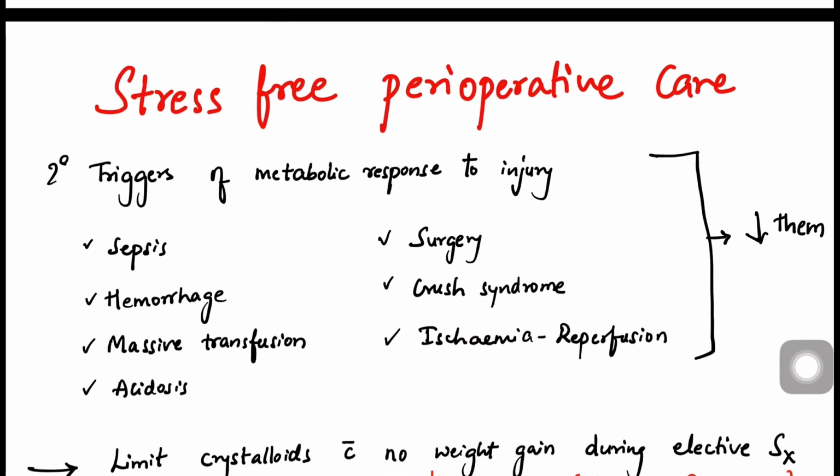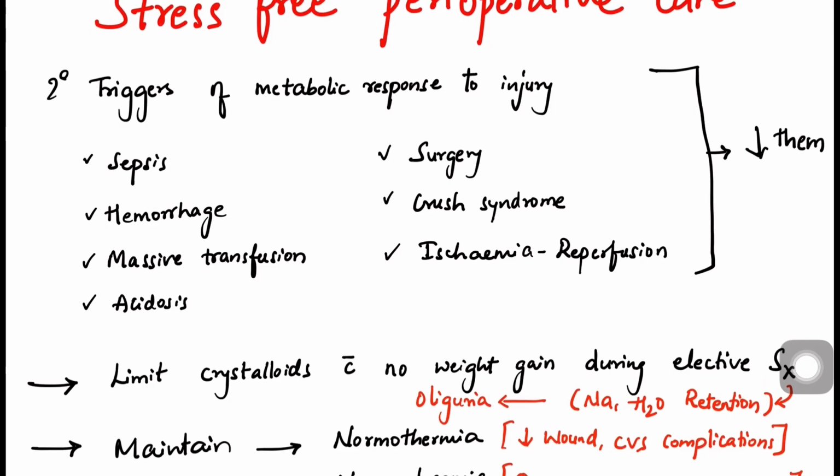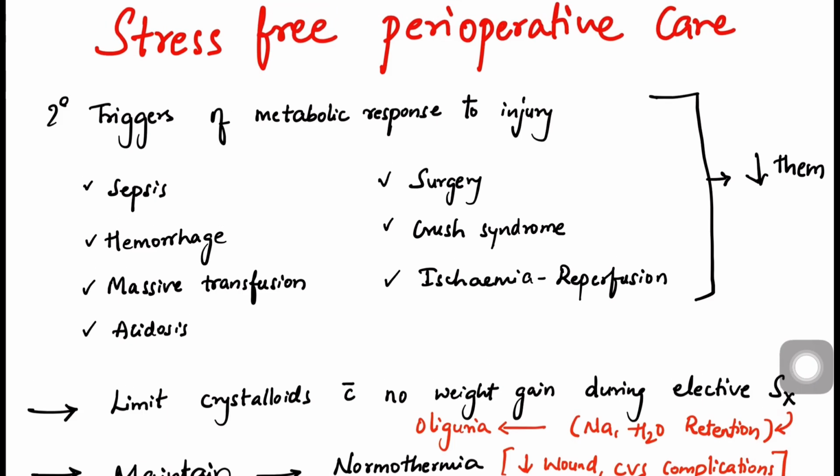How do we cope with the metabolic response to injury? There is so much going on in our body, so what are we supposed to do? There is something called stress-free perioperative care. We try to decrease the stress near the perioperative time.